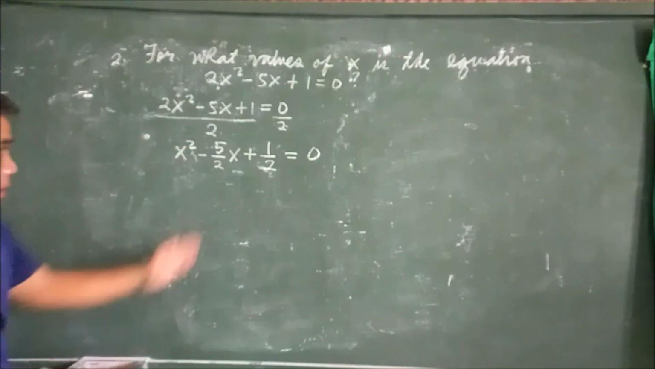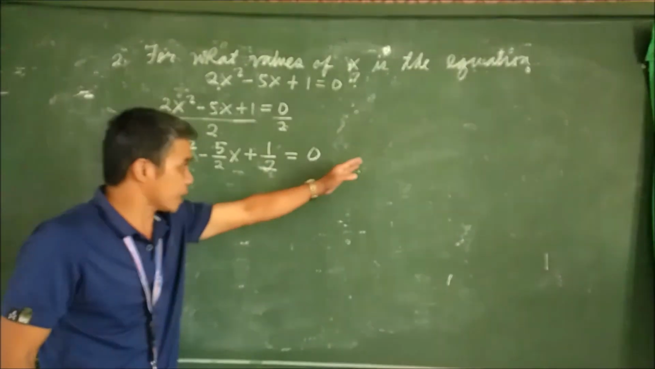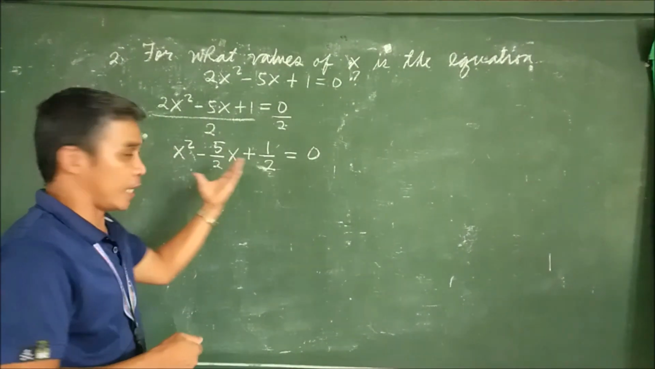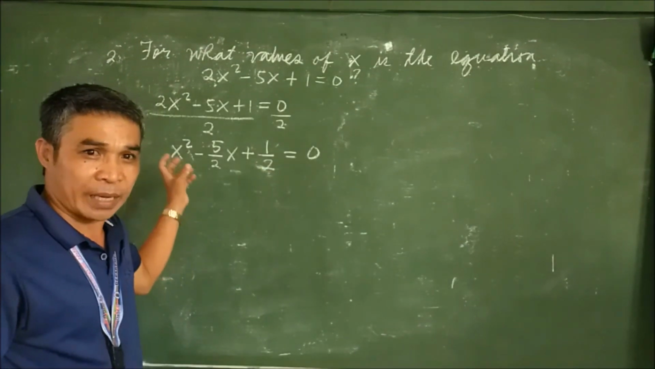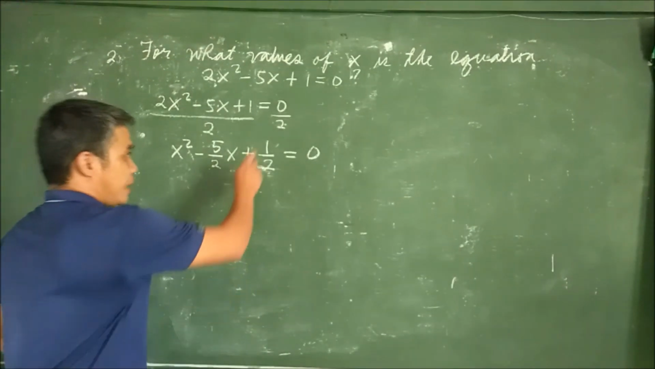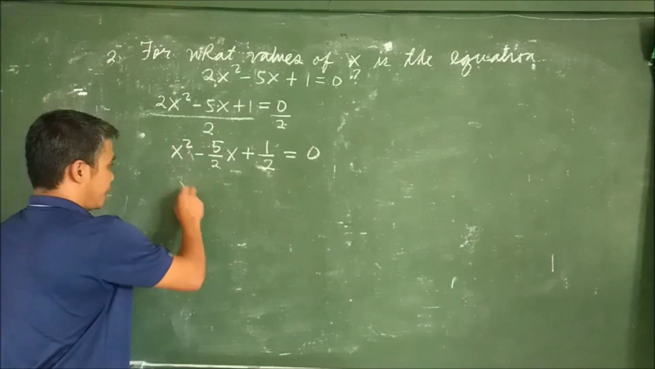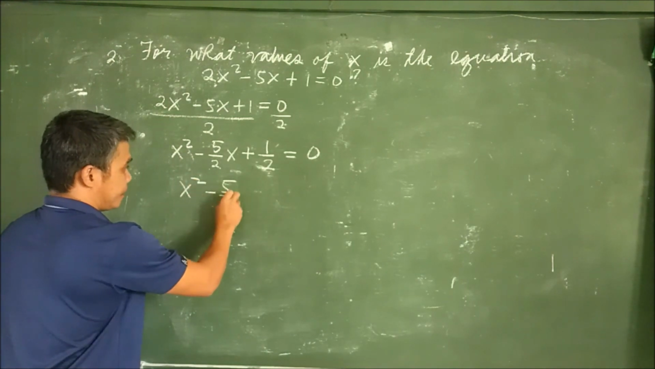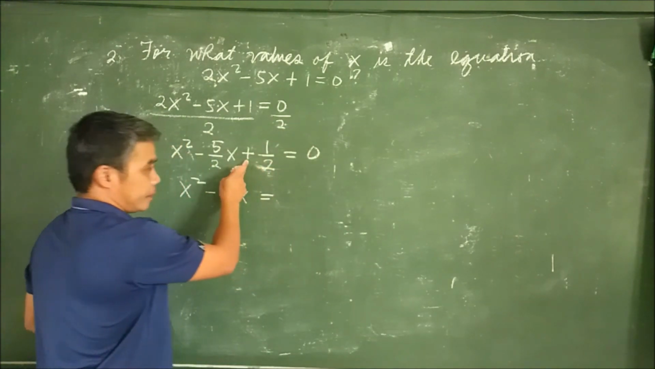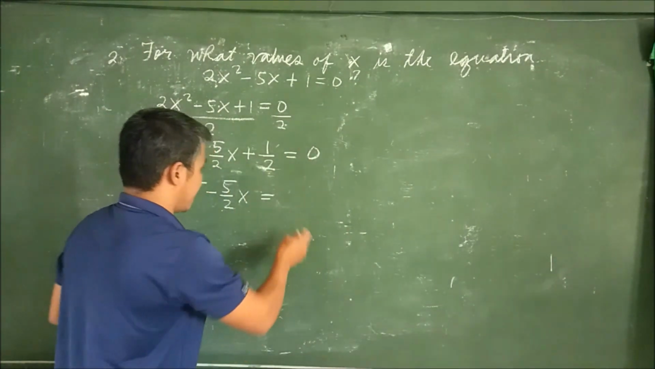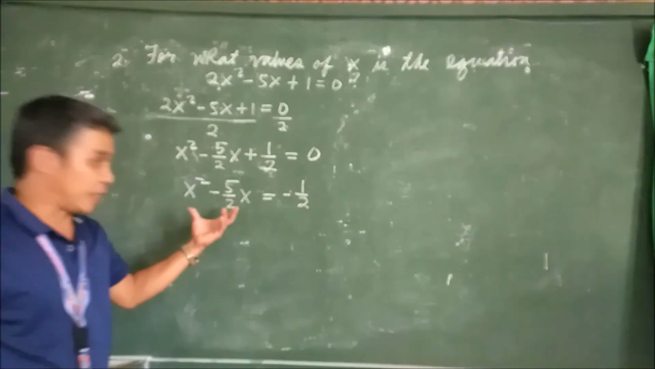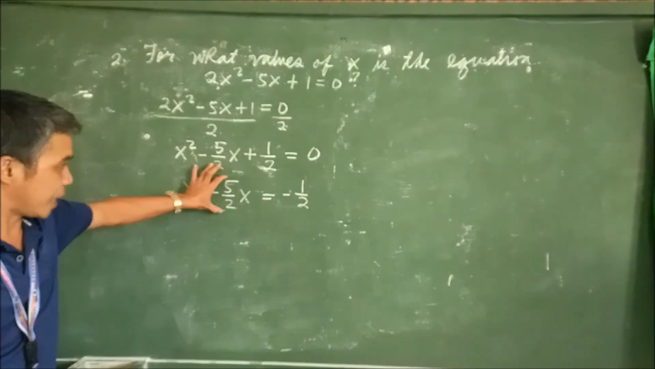Then, ilipat naman natin yung constant doon sa right side of the equation. Kasi ang sabi sa completing of squares, kailangan sa left side of the equation ay mga variables. Nandun yung terms na mayroong variables. Yan yung x natin. Kaya ilipat natin yung 1 half. Then, x squared minus 5 over 2x is equals to, ilipat natin doon, magiging from positive, magiging negative, negative 1 half. Then, add both sides of the equation by the square of the 1 half of b.